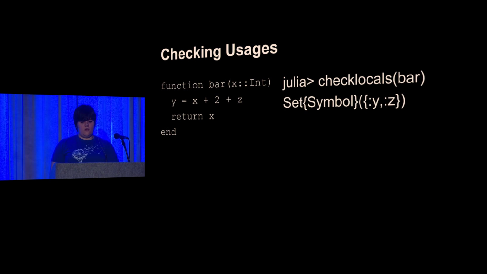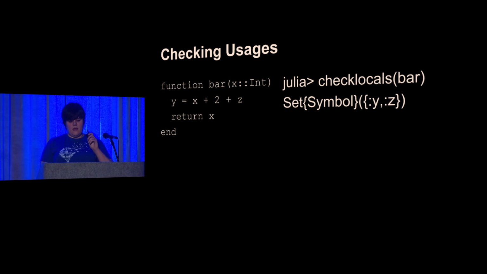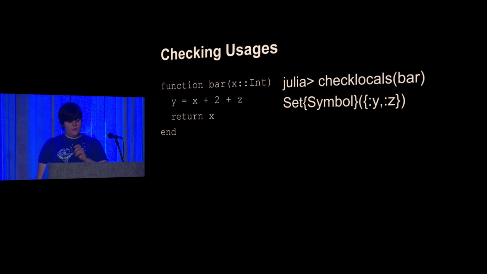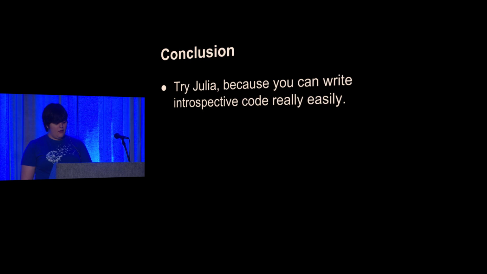So if you wanted to check your locals, you give it a function, so bar here, and it will give you a set of symbols. So if you look at the implementation of our function, we have y equals x, which is an argument, plus 2 plus z, and returning x. So we probably misspelled y in the return statement. I know it's only one letter, but you can still misspell it. So we get the results of y and z because we assigned something to y but didn't use it, and read from z but didn't assign it.